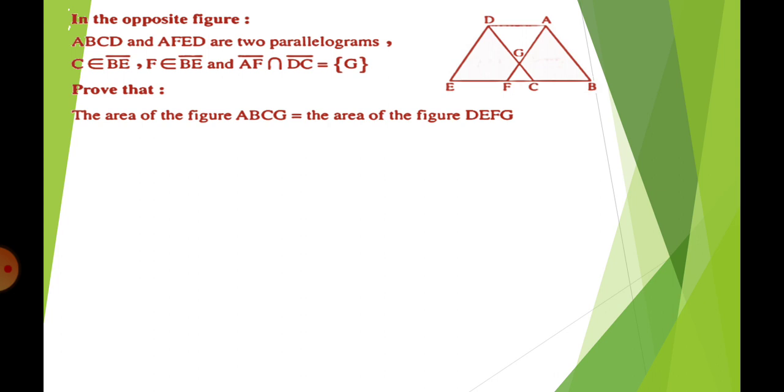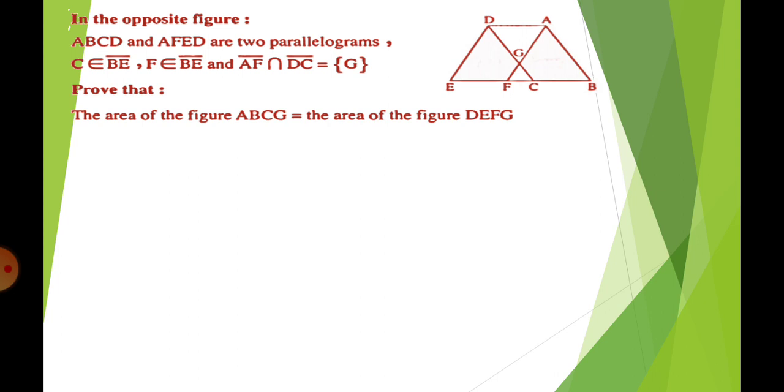Number one, here we have two parallelograms with the common base AD. We have two parallelograms ABCD and AFED. The two parallelograms with a common base AD, and the two other bases BC and EF on the same straight line which is parallel to the base, then we can write the area of ABCD equals the area of AFED.